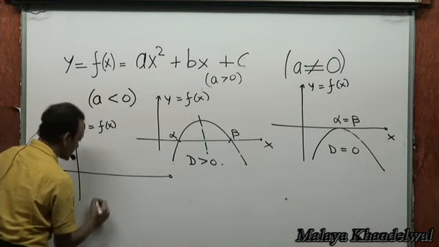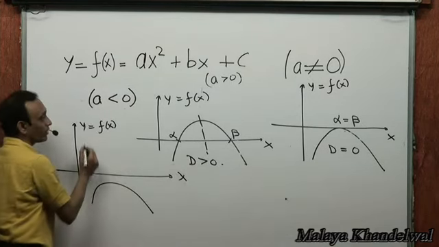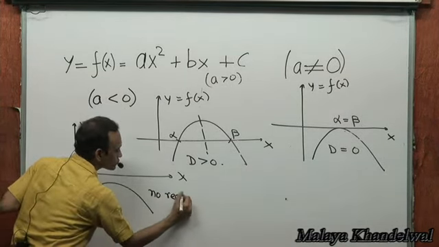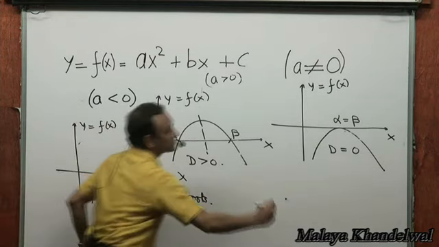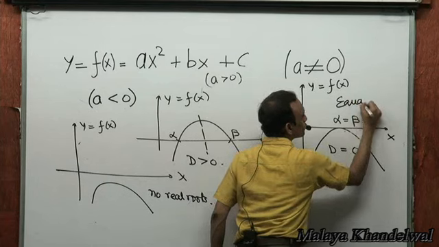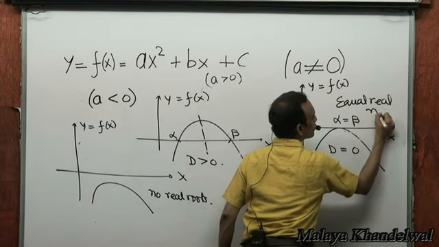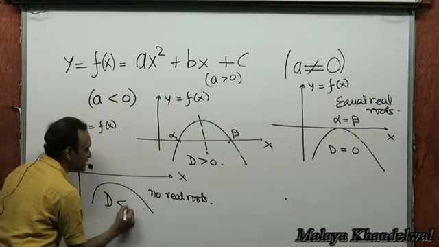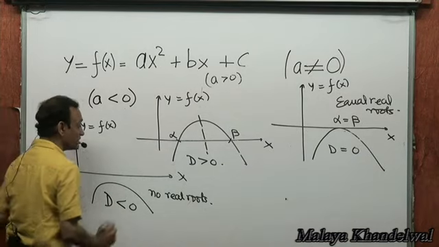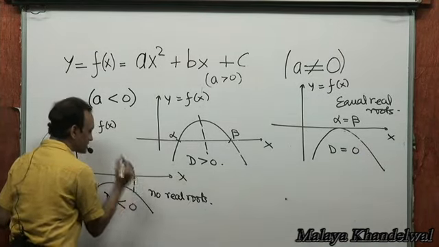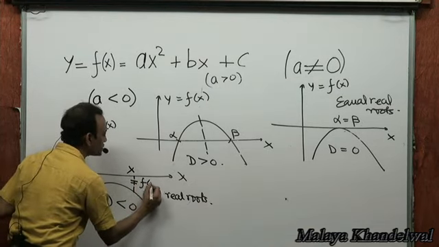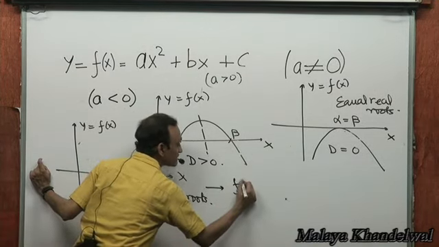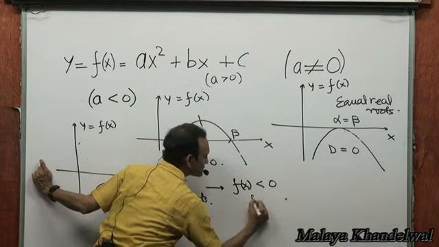y equal to f(x) versus x. All of this is less than 0. Do you realize, no real roots in this case? No real roots. This is equal real roots. And no real roots, that means this must be the case where d is less than 0. And again, the interesting thing is that for any given x, f(x), the quadratic expression, maintains a negative sign for all real x in this case. So this is the case where f(x) is less than 0 for all real x.